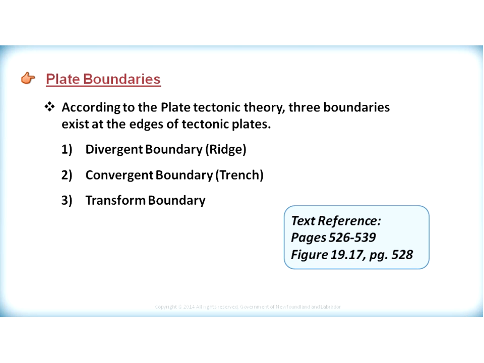When we look at plate boundaries, according to the plate tectonic theory, three boundaries exist at the edges of tectonic plates. These boundaries include a divergent boundary, which is also called a ridge, a convergent boundary, which is referred to as a trench or subduction zone, and a transform boundary.